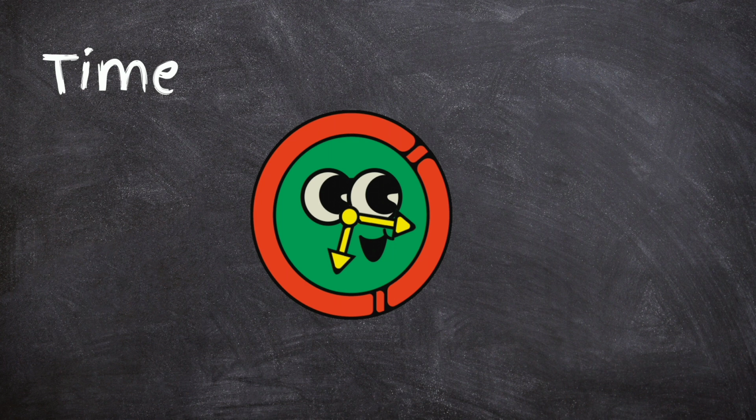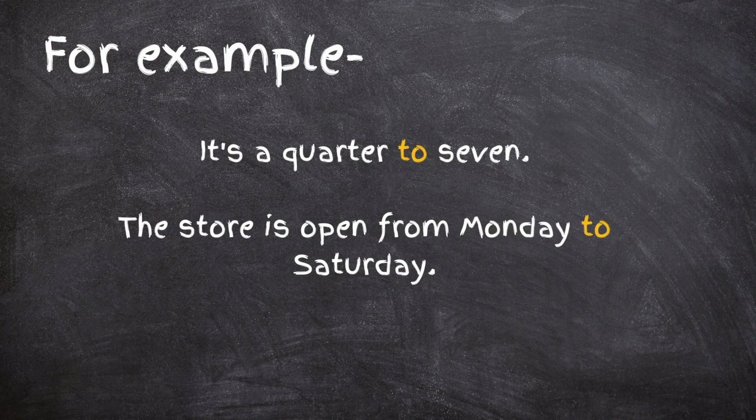Next is time. We use "to" when we tell time, and we also use "to" when we are talking about an amount of time between two points. For example, it's a quarter to 7. The store is open from Monday to Saturday.